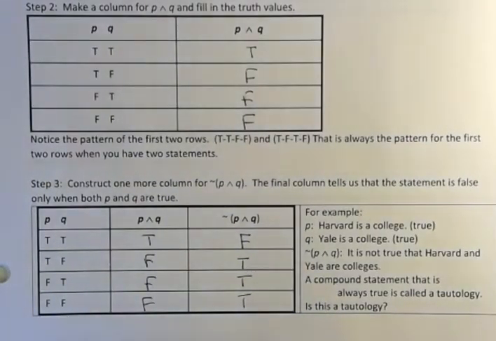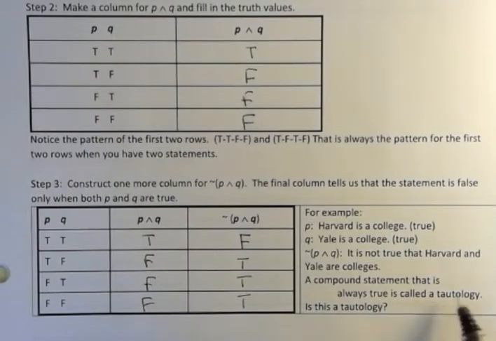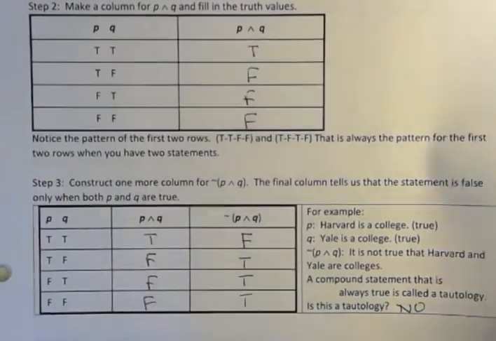So for example, Harvard is a college, Yale is a college. Those are both true. But not P and Q: it is not true that Harvard and Yale are colleges, and that's not true, right? So the compound statement that's always true is called a tautology. Is this a tautology? No, because there's one case when that's false. So this is not a tautology.